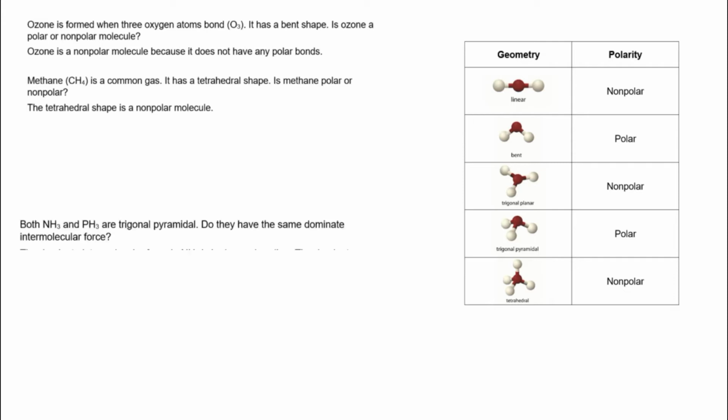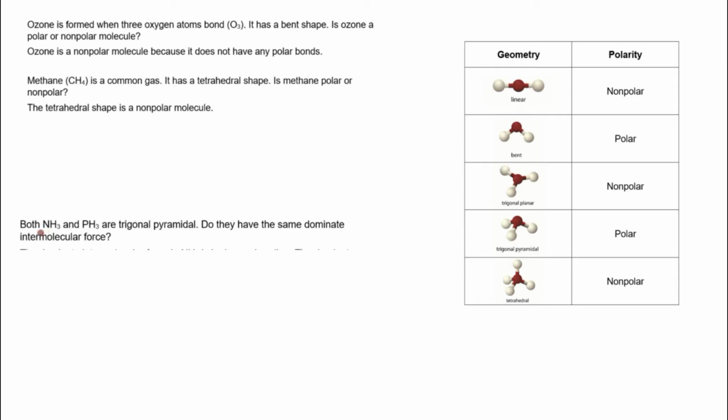Both NH3 and PH3 are trigonal pyramidal. Do they have the same dominant intermolecular force? Okay, so let's find trigonal pyramidal. Here it is. That means we have 2 polar molecules. So polar molecules are not going to be induced dipole. They are either going to be dipole or they could possibly be hydrogen bonding.